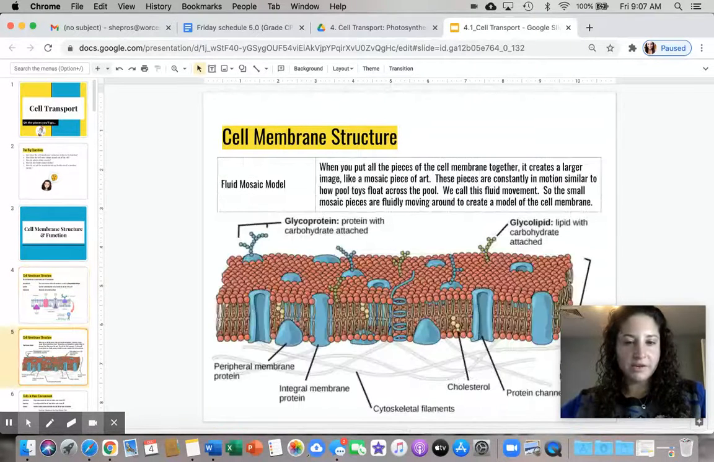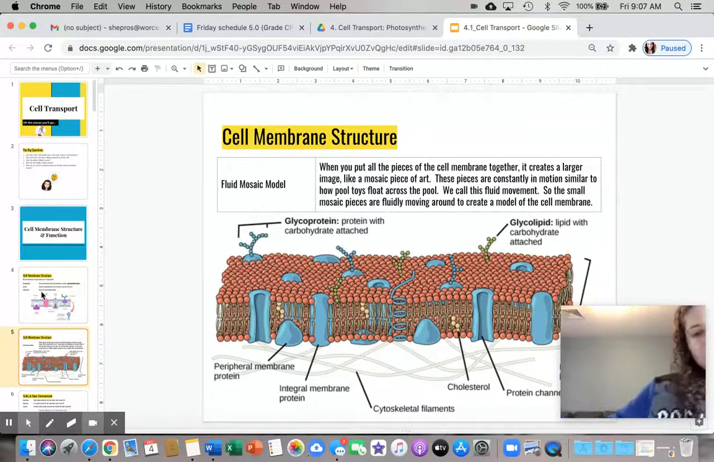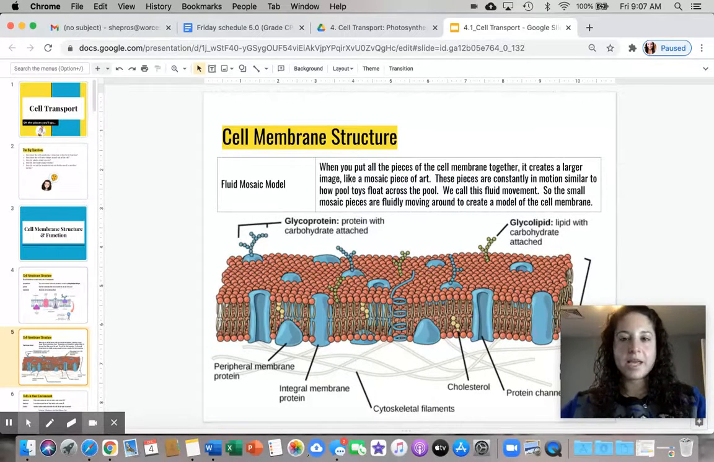Come on now, there we go. So when we put these different components together, we get this model of a cell membrane called the fluid mosaic model. So we still have these three components. There are some other things in the cell membrane as well. But the idea is, like I said, this cell membrane is constantly in motion.